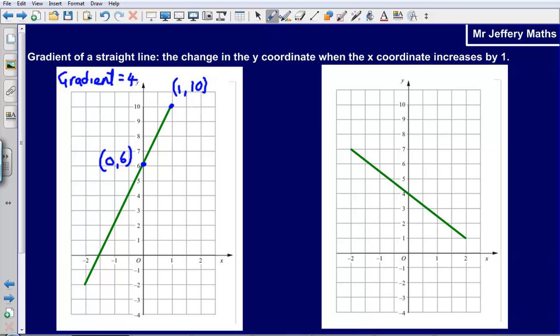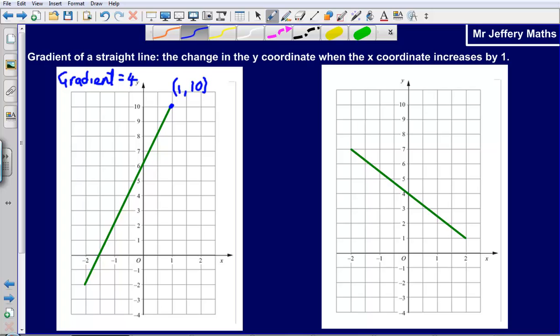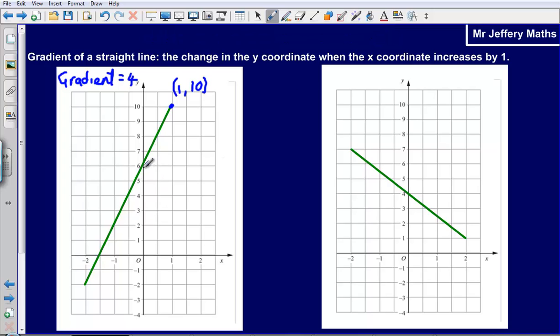Now it doesn't matter where we choose on a graph. So say for example I've just chosen to go up by 1, but what if I went up by, I don't know, let's say 3. So let's start down at this point here. Now I've got the coordinate minus 2, minus 2.